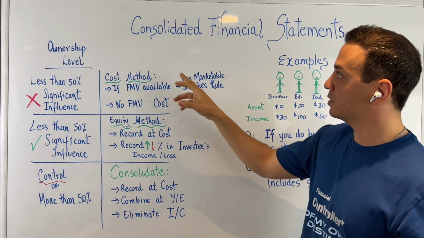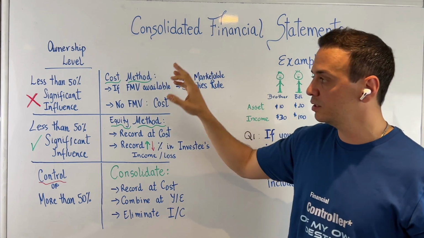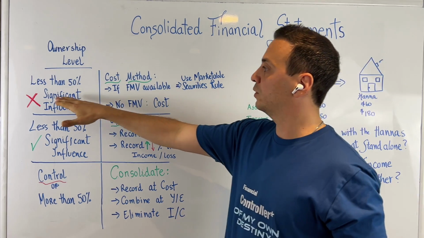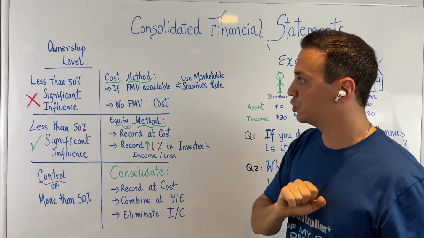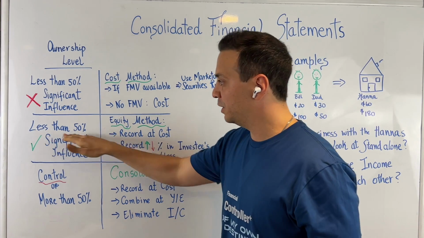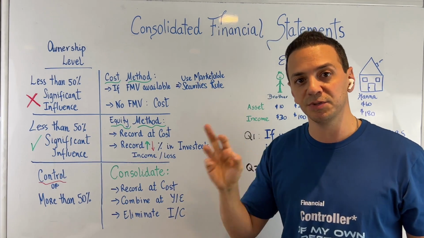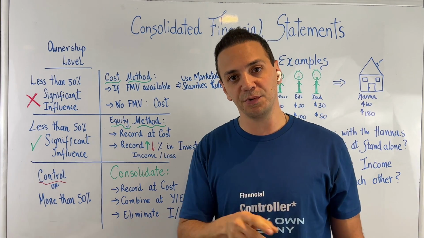And today's video is focused on consolidated financial results. For the cost method, this is a method you can look up online. Okay, so this is if you have less than 50% ownership. What if also you have less than 50% of ownership, but you do have significant influence over the subsidiary or the investment company's operations, right?